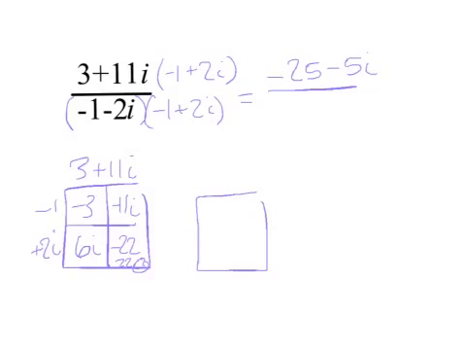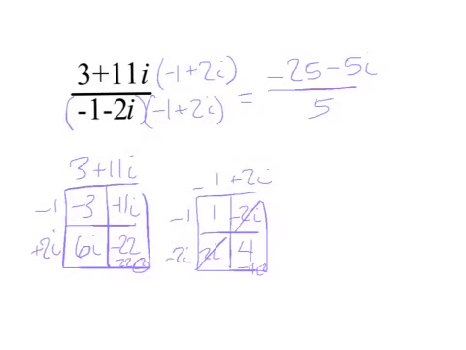On bottom, we have negative 1 plus 2i and negative 1 minus 2i, so we get positive 1 there. We get minus 2i, positive 2i, and then minus 4i squared, which would be plus a 4. So the 2i and the negative 2i cancel, and we get a 5 on the bottom. 1 plus 4 is 5.